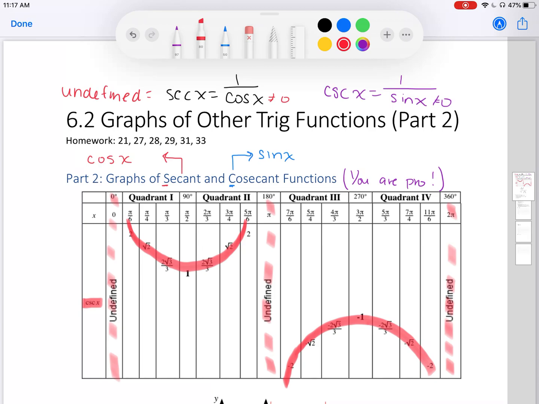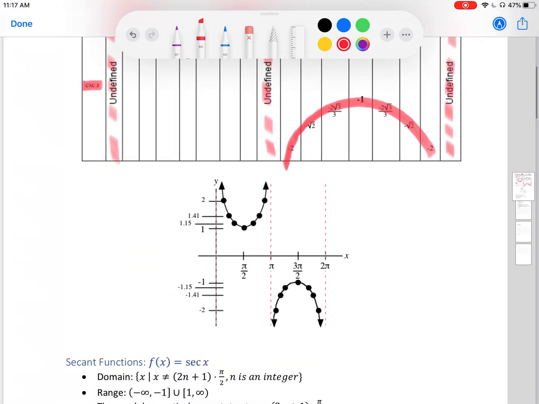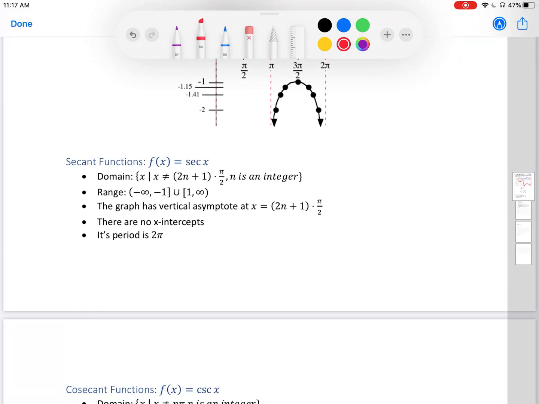Now, how do we find these points? To graph cosecant and secant, we have these U-like figures with asymptotes. For secant functions, your domain is when x is not equal to 2n plus 1 times pi over 2, and n is an integer. Your range is negative infinity to negative 1, and 1 to infinity. The graph has vertical asymptotes at x equals 2n plus 1 times pi over 2. There are no x-intercepts, and your period is 2 pi.